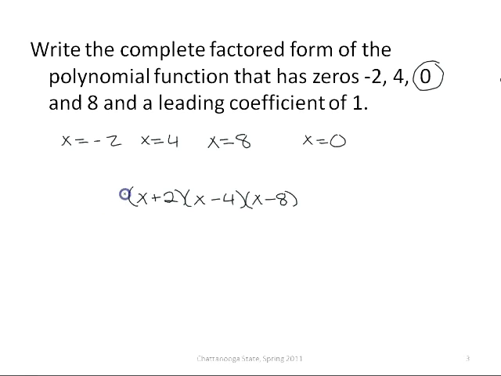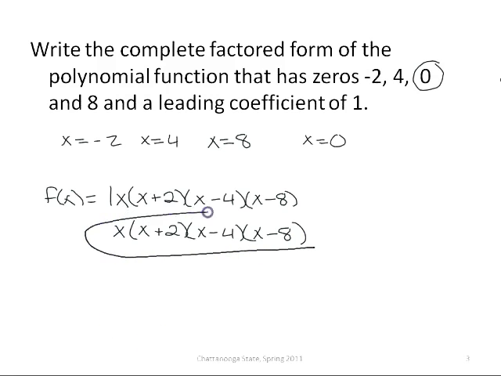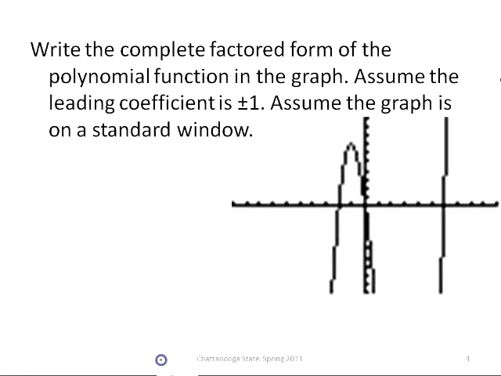So since it's just plain old x minus 0, I'm going to write it first. And the leading coefficient is 1. So I could put that 1 there if I wanted to, or I could just leave it off. x times x plus 2 times x minus 4 times x minus 8. This would be the factored form of my polynomial function.